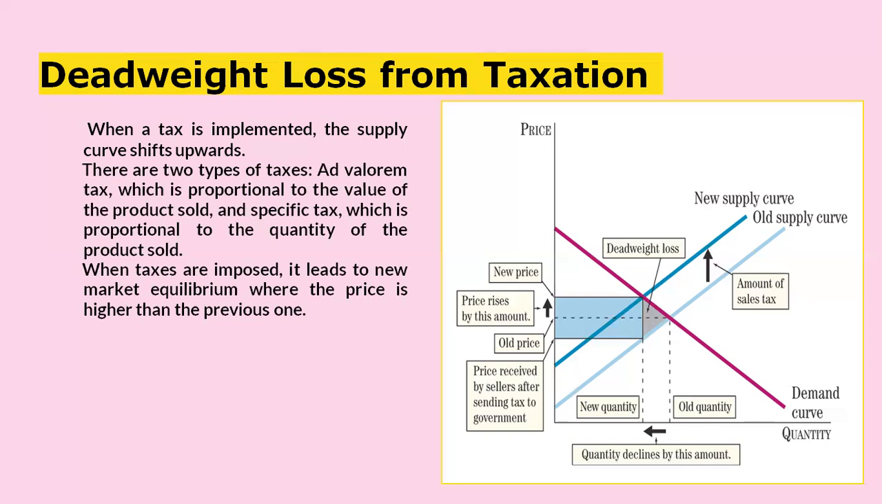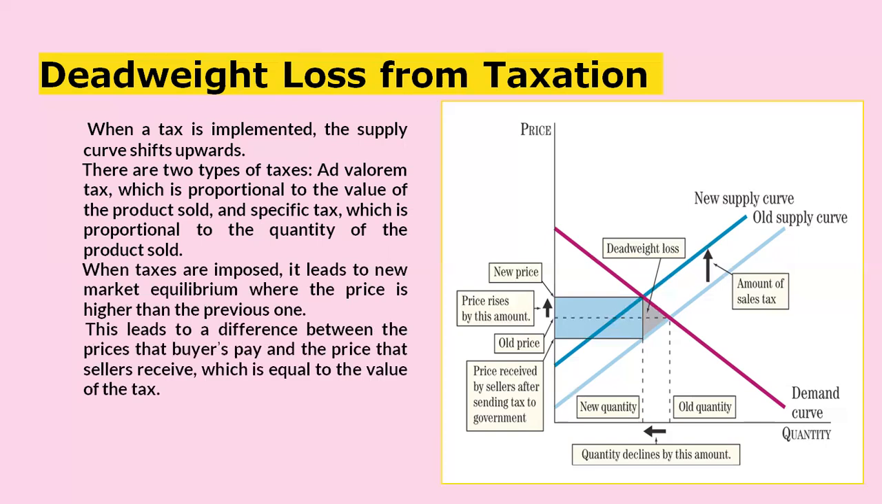When taxes are imposed, it leads to a new market equilibrium, where the price is higher than the previous one. This leads to a difference between the price that buyers pay and the price that sellers receive, which is equal to the value of the tax.